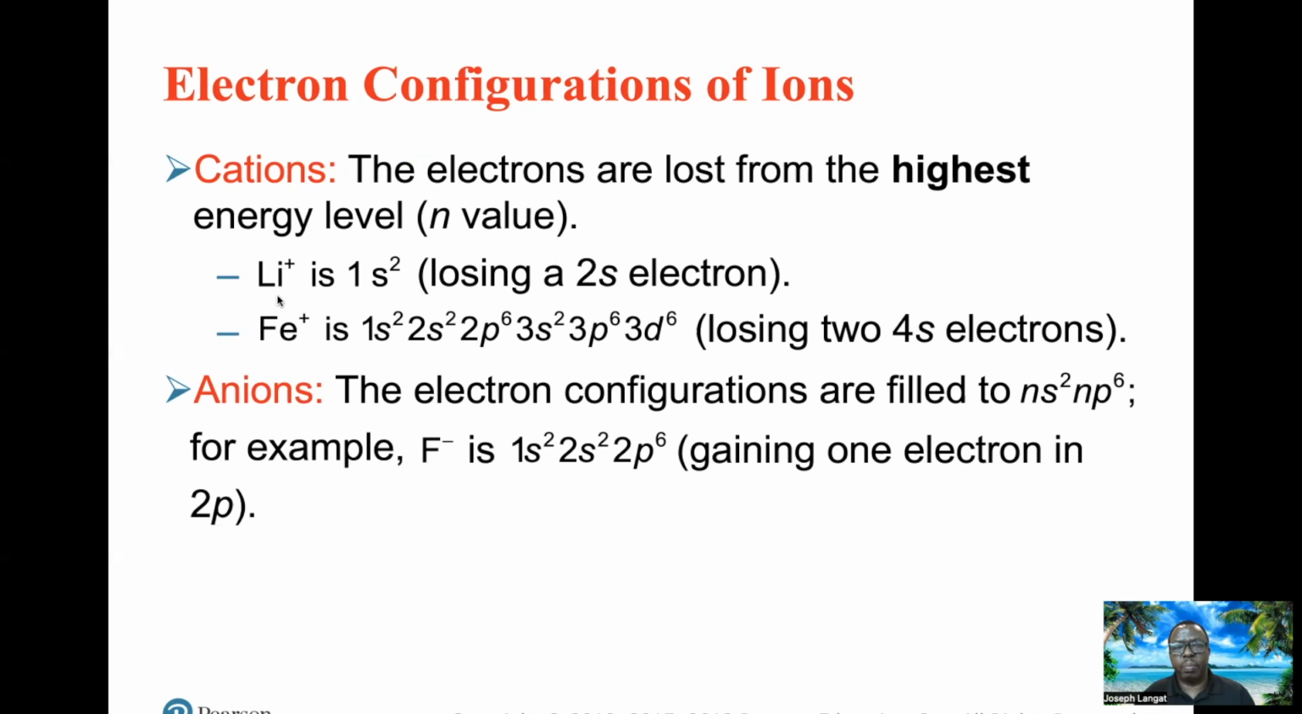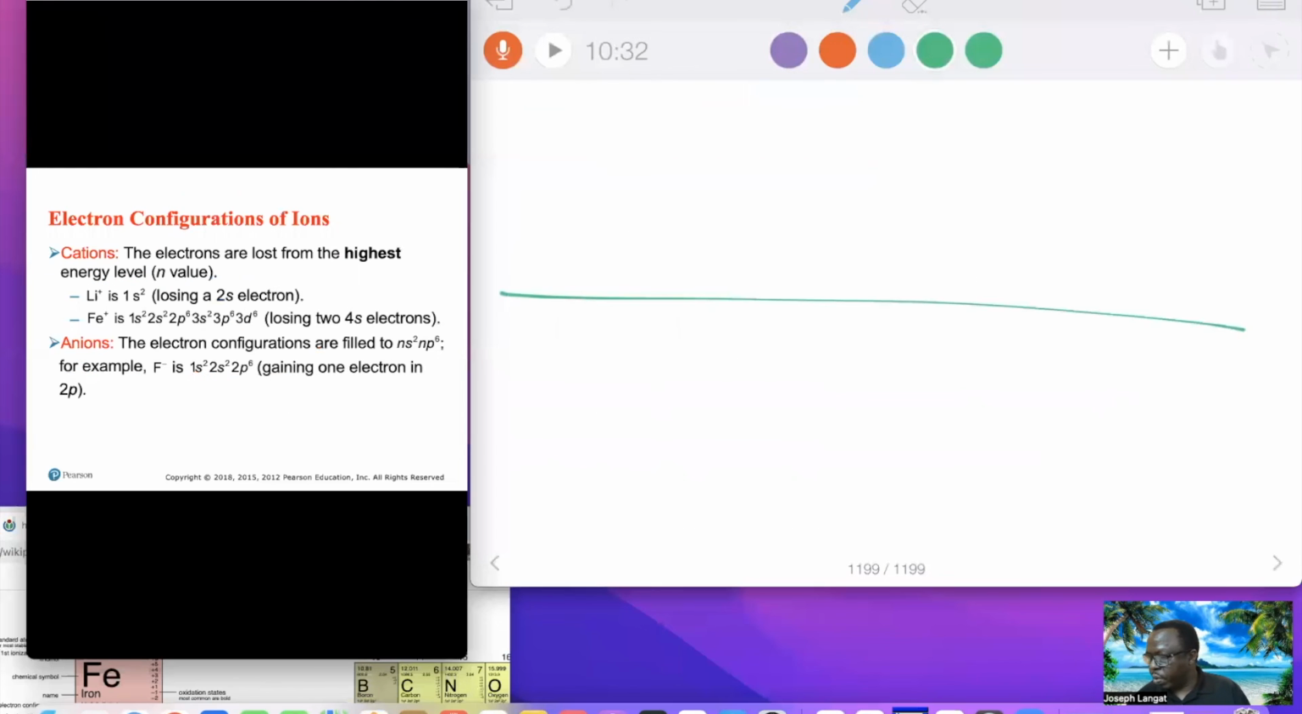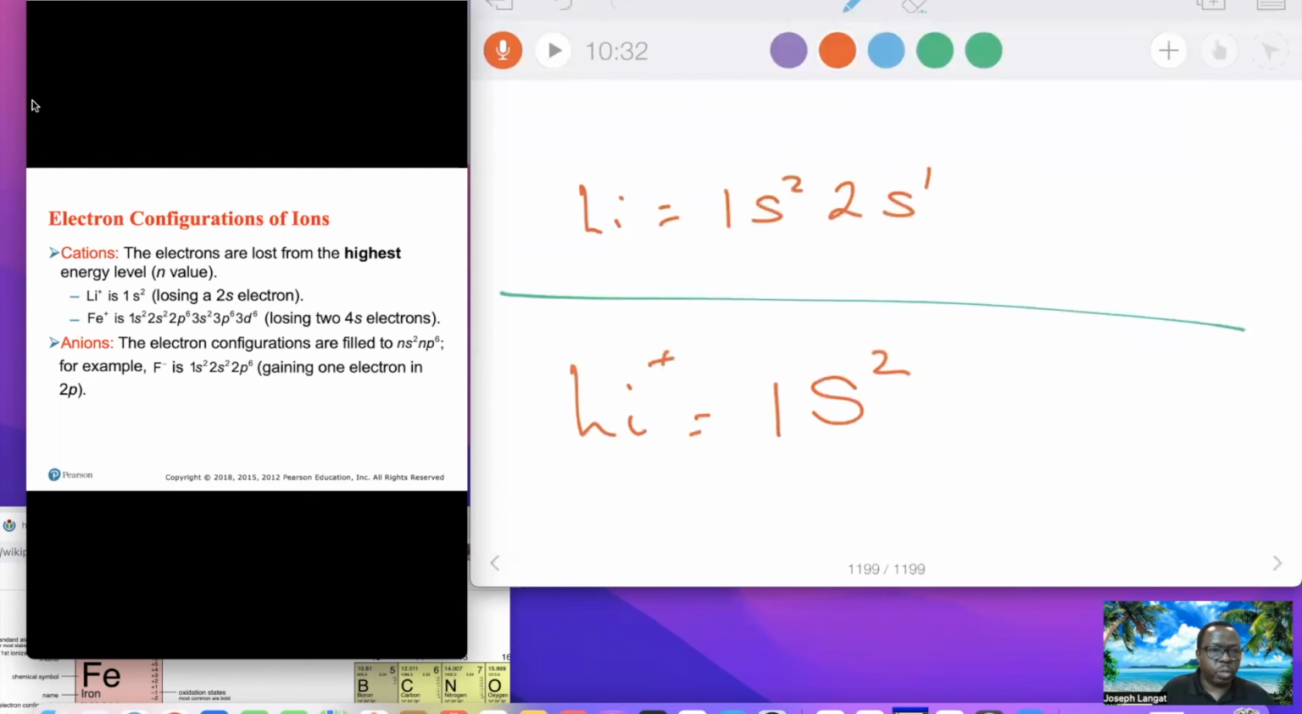For example, here lithium. If you look at lithium, it's going to be 1s2, 2s1. But lithium plus, not positive 3, I meant to say positive 1, is going to be 1s2. Don't think that we are writing the electron configuration of just lithium, which is neutral lithium, but this is a cation. And remember, group 1 will form positive 1, group 2 will form positive 2.